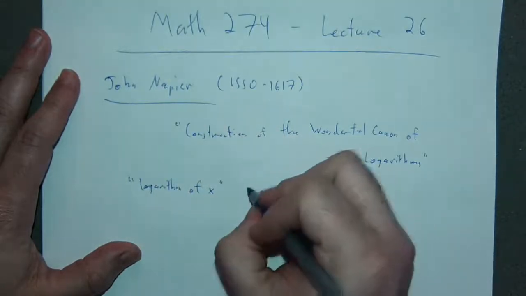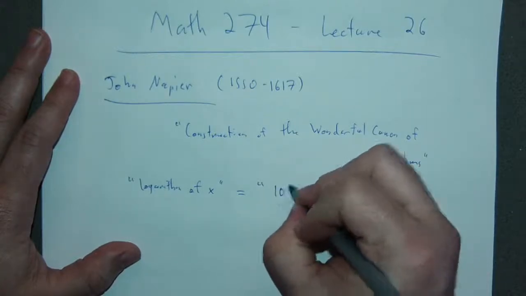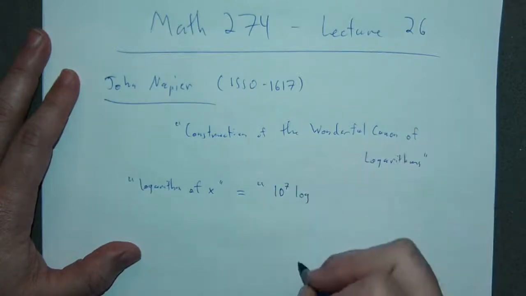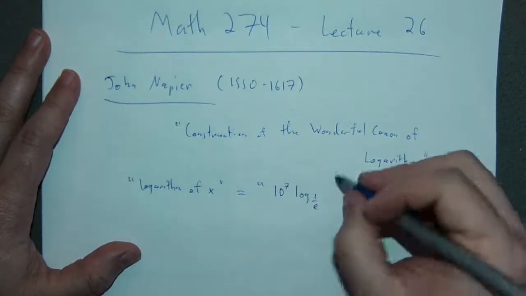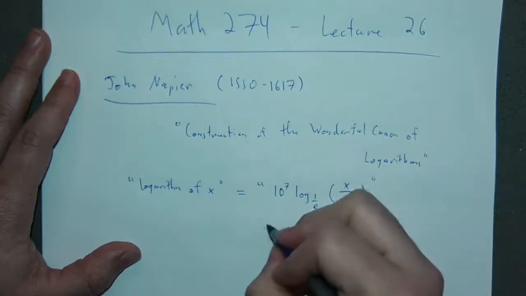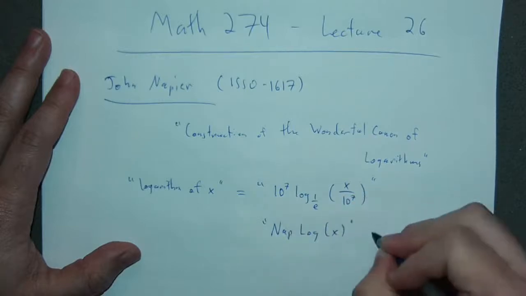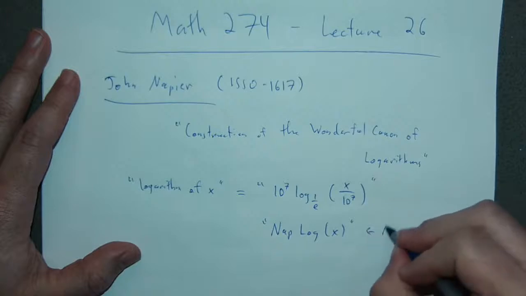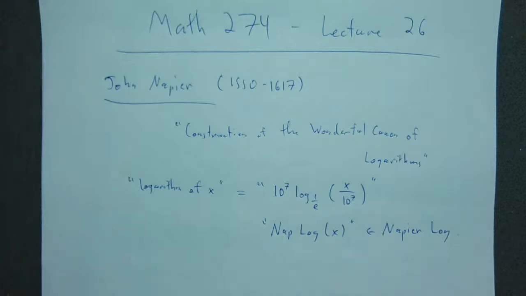as I mentioned last time, what he actually is doing is 10 to the 7th times log base 1 over e, where e is Euler's number, the base of the natural log, of x over 10 to the 7th. So this is the Napier log, nap log x. You can check out the Wikipedia article on the Napier log to see exactly where these things came from.